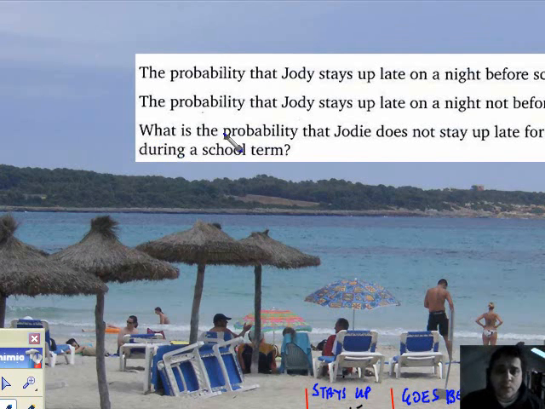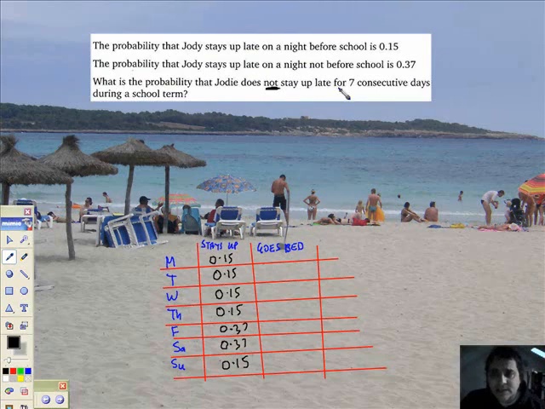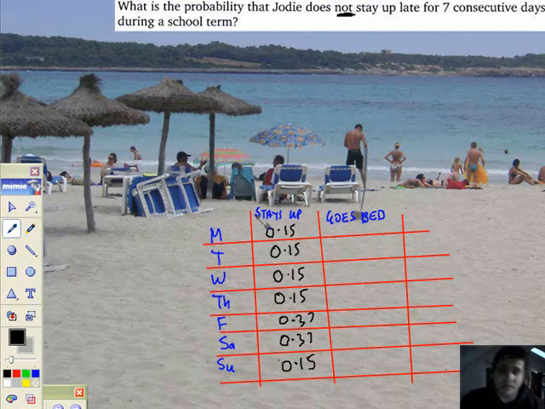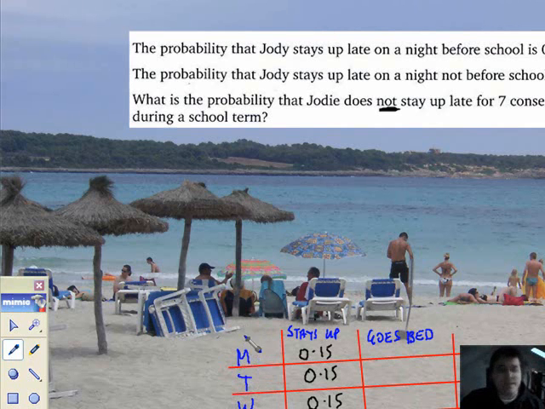And the punchline is, what is the probability that Jodie does not stay up late for 7 consecutive days during the school term? Well, I've gone from Monday right through to Sunday, consecutive days. Could have started anywhere in the week, we'd get the same answer, I promise you that one. Now, I've got here stays up late, as opposed to not staying up late, in other words, going to bed at normal time. So, what is the probability?